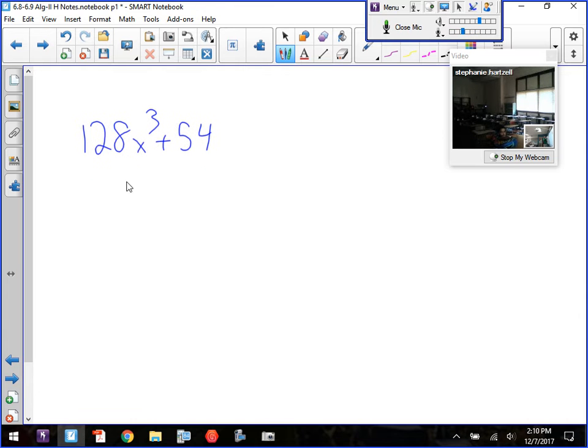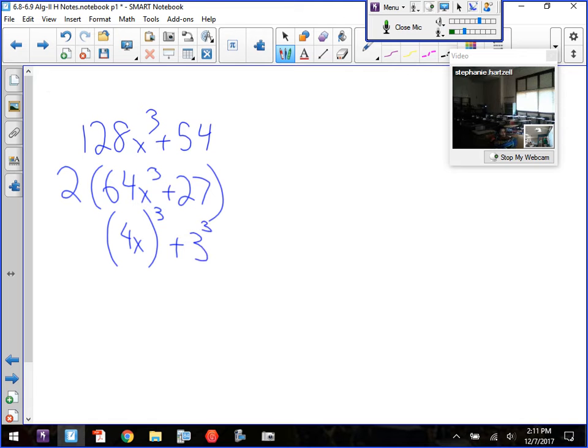Well, first of all, what's the first rule of factoring? What do these guys have in common? 2. If I take out a 2, I'm left with 64x cubed plus 27. Well, it's a good thing because 64 is 4x quantity cubed, and this is a 3 cubed. And that's what happens a lot of time with cube root ones. They hide a GCF in them. And the next problem is the exact same thing.